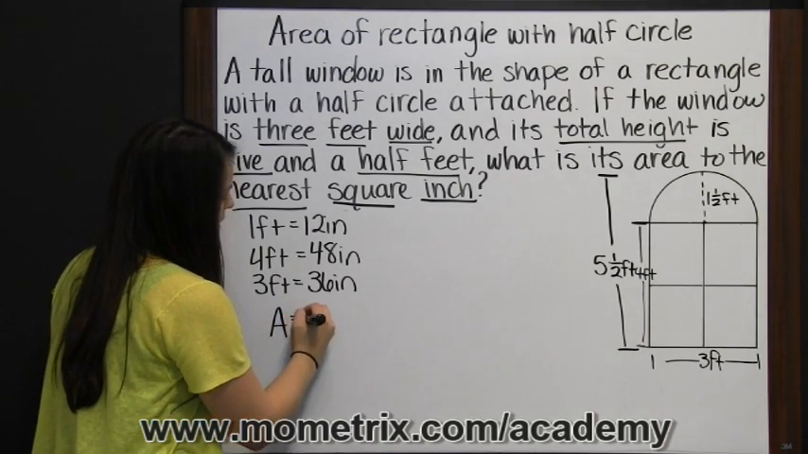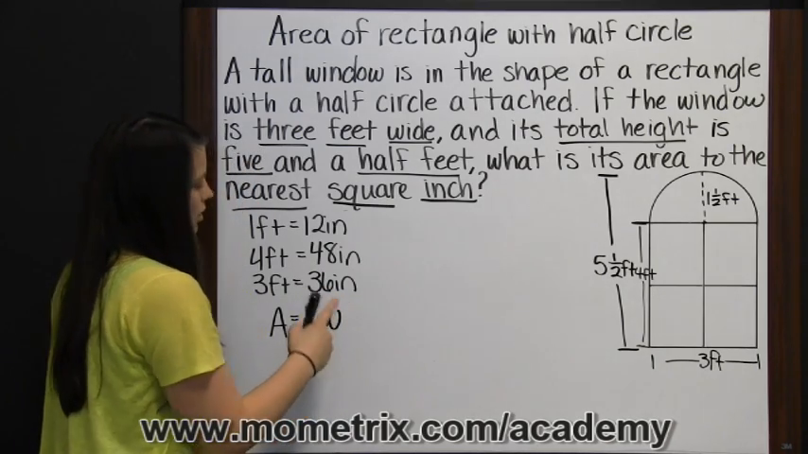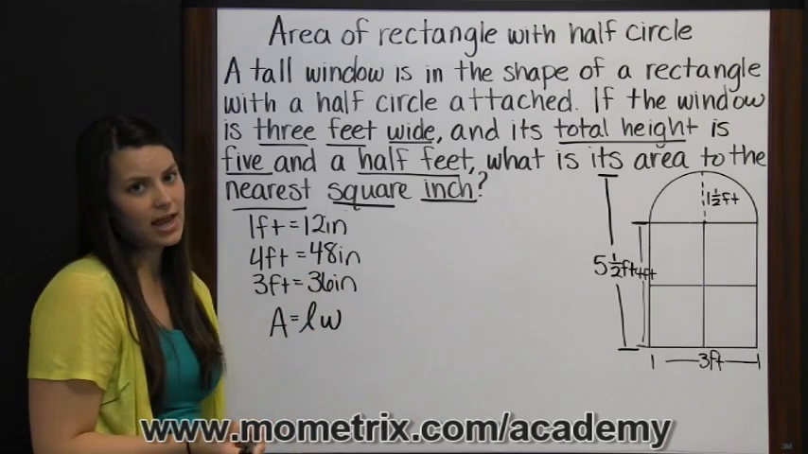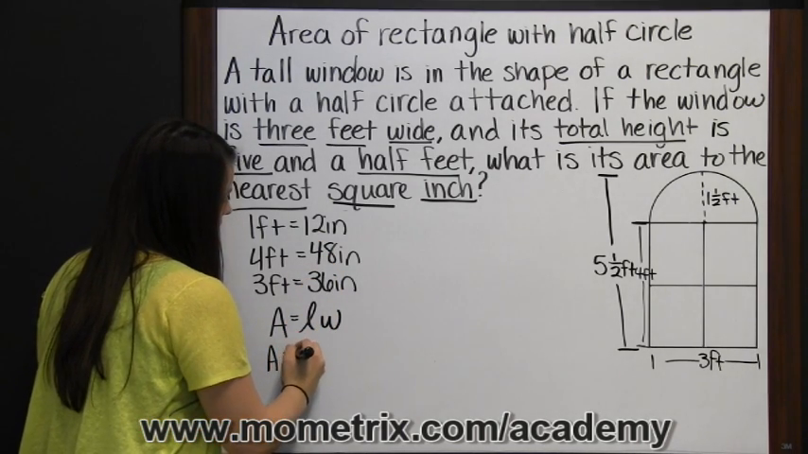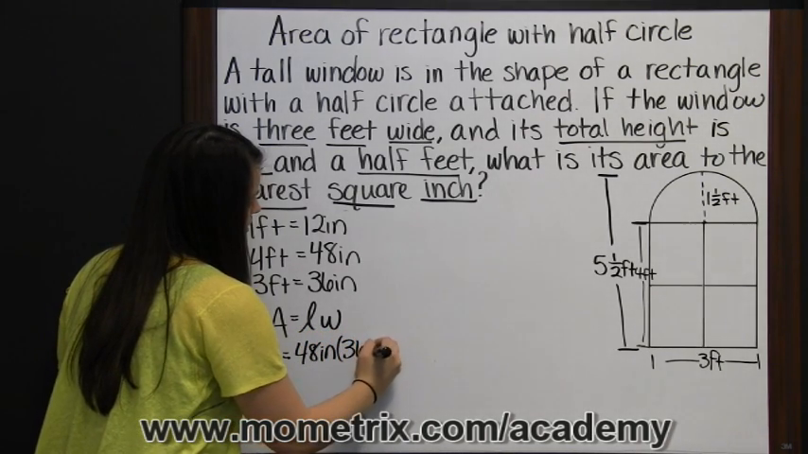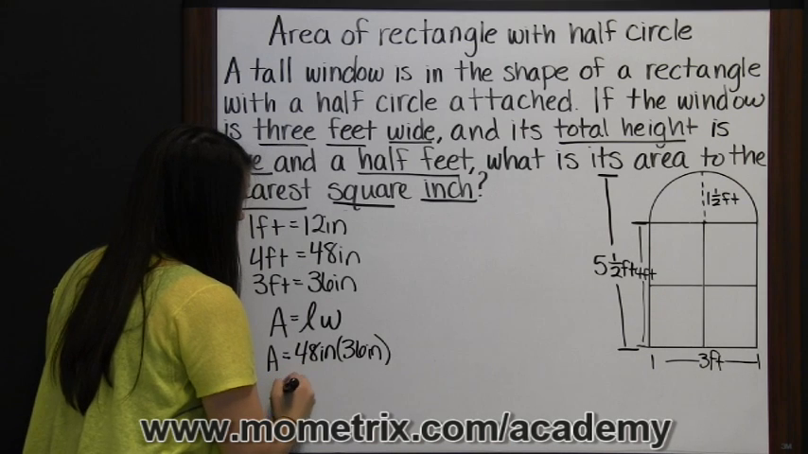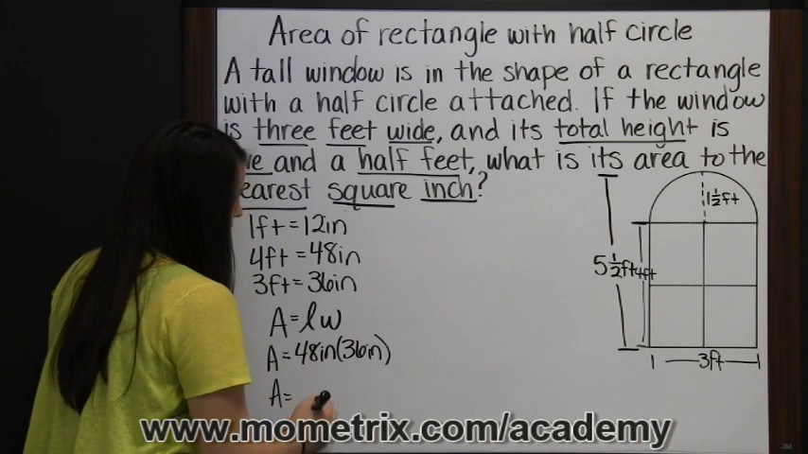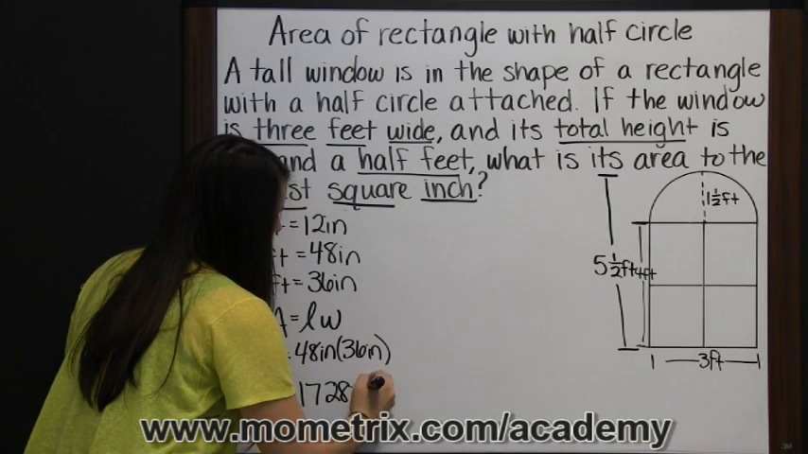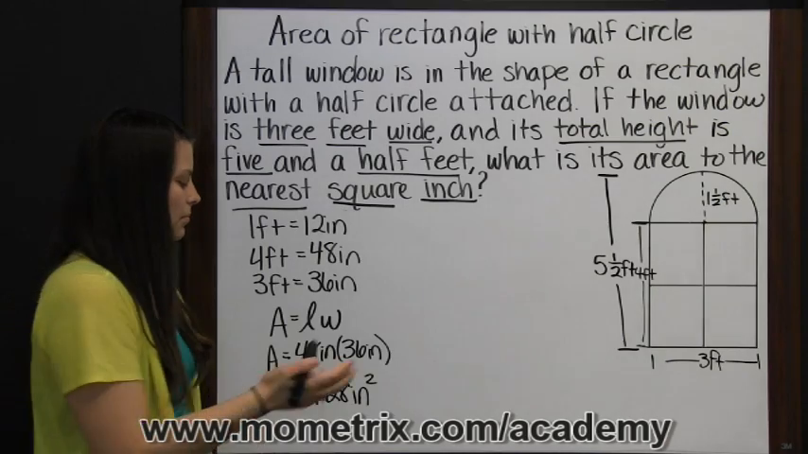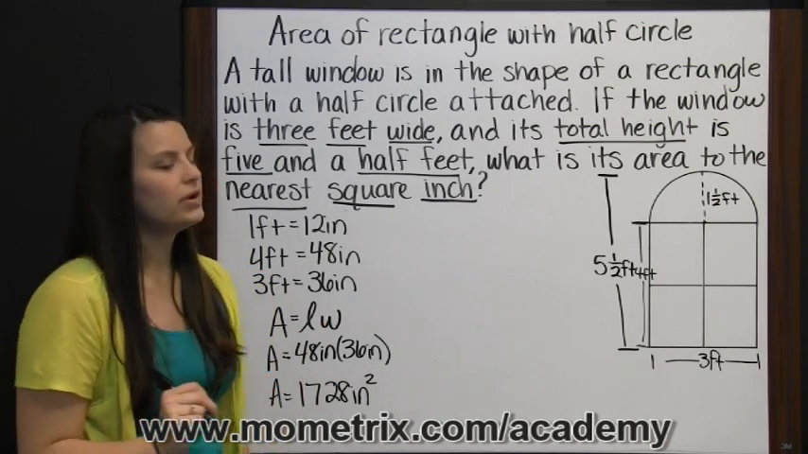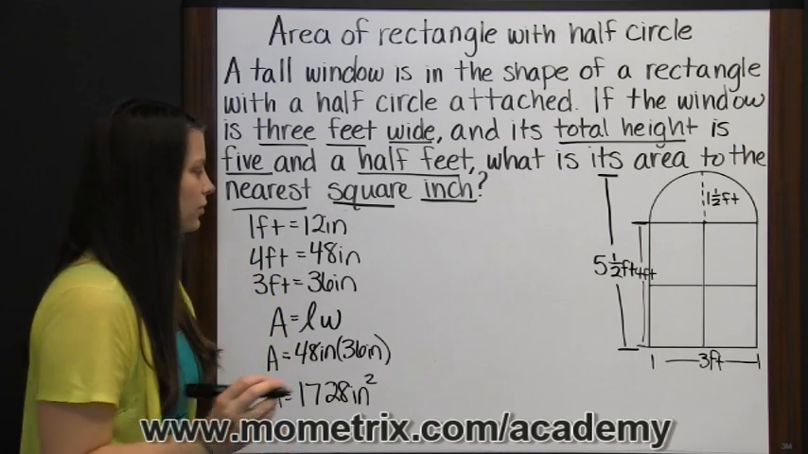Area of a rectangle is length times width. And our length and width are 3 feet and 4 feet, or 36 inches and 48 inches. So the area is 48 inches times 36 inches is 1,728 inches squared. That's the area of the rectangle part of the window. So now we need to find the area of the semicircle.